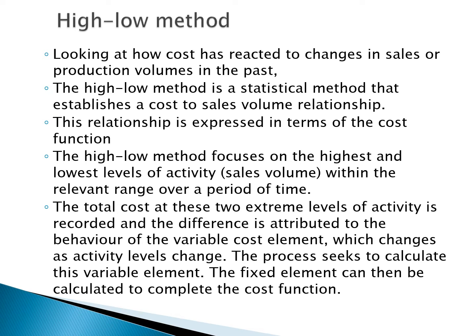So the difference between the lowest and the highest will be because of the variable cost element. The fixed cost element will not have changed. And the process seeks to calculate this variable cost element. And once you've calculated the variable cost element, you can then use that to plug it back in and work out a cost function, which can then be used to predict other costs at different levels of activity.